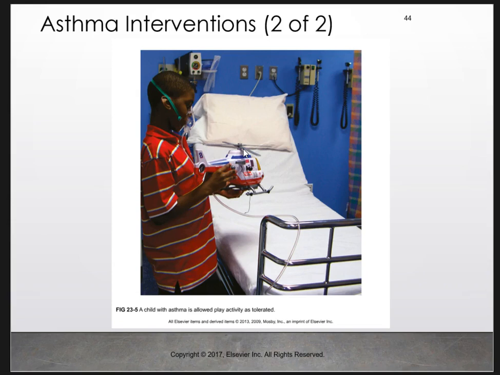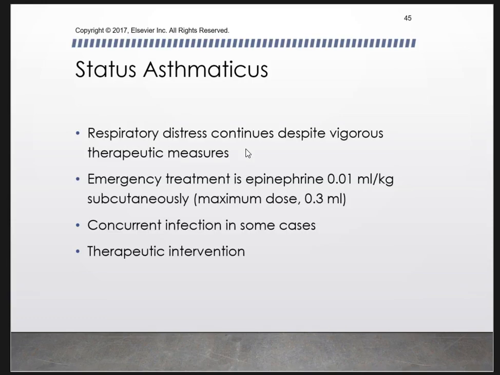Activity as tolerated is something that you're going to hear pretty commonly for kiddos who have asthma. What's their activity as tolerated today? That's going to be based on what the kid says. That's going to be based on what parents see, etc.